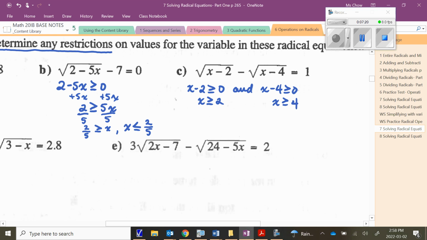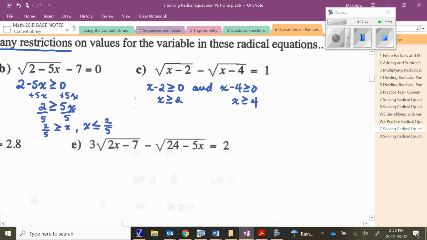So what you want to think about then is what values of x will satisfy both of those, because the key word being and, both have to be true. And so anything greater than or equal to 4 is going to also be greater than or equal to 2, whereas it's not always the case if x is greater than or equal to 2.